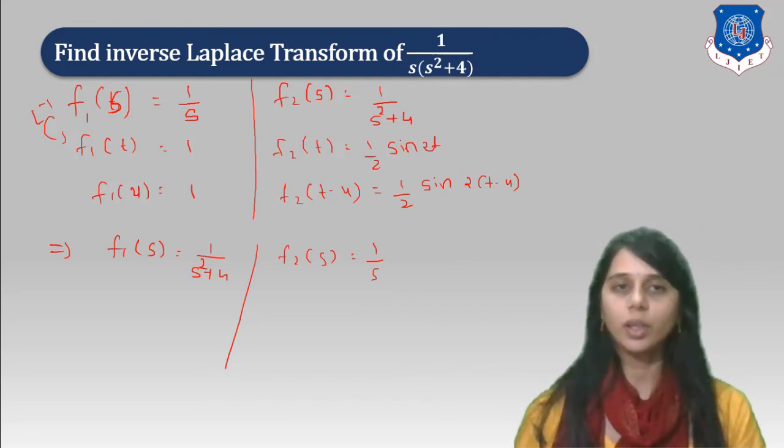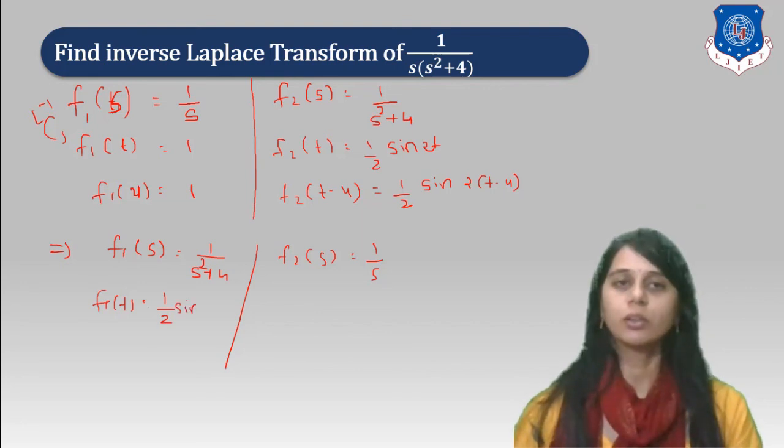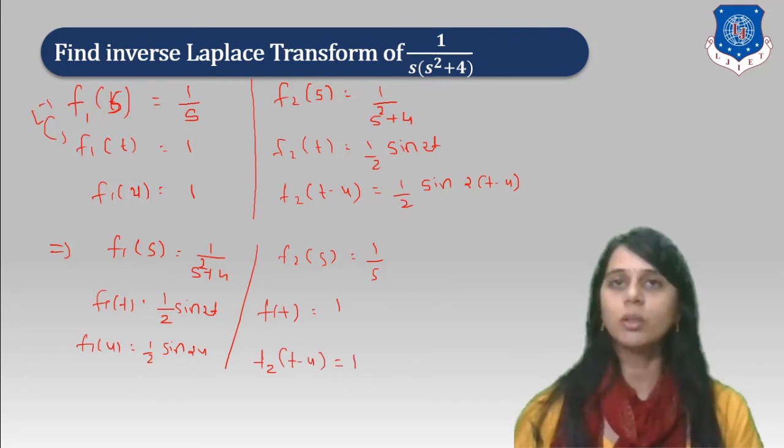If you take F1(s) equal to 1 upon s square plus 4 and F2(s) equal to 1 upon s, then it is also solvable in this form. So f1(t) is 1 upon 2 sin 2t, and f2(t) is 1. Then f1(u) is 1 upon 2 sin 2u and f2(t minus u) is 1. So it is easy to solve.